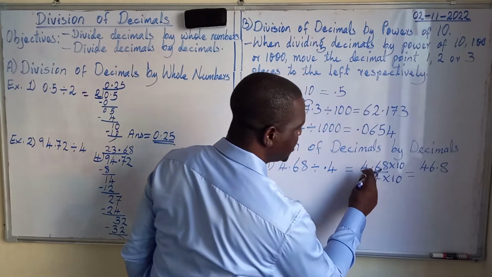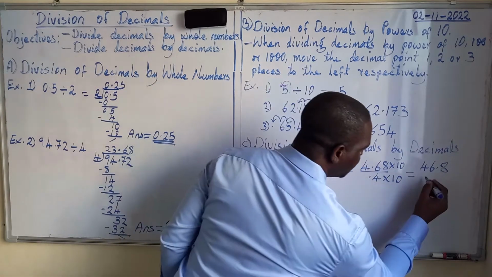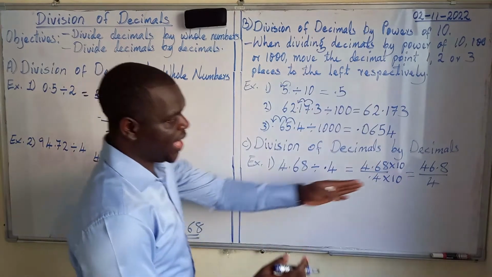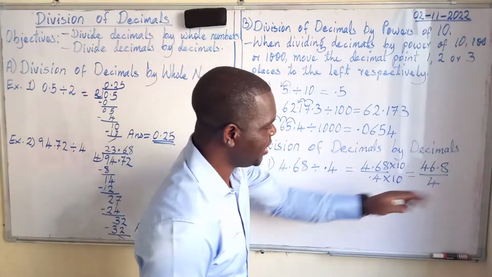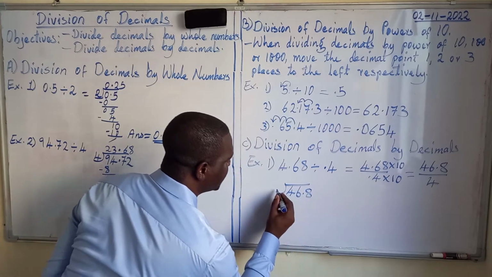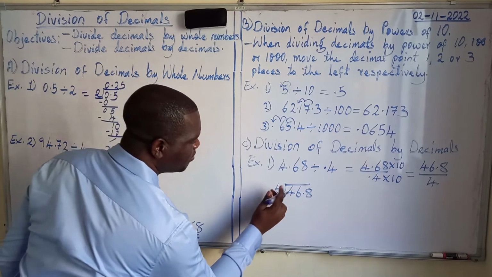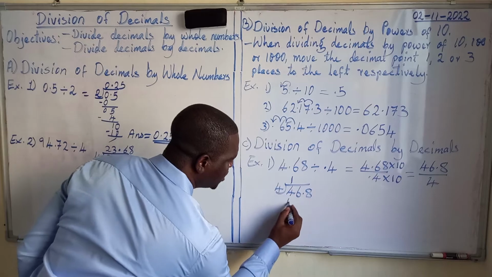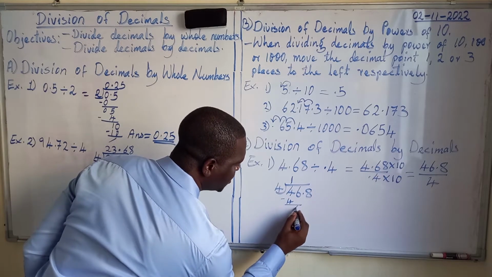This will give us 46.8 because the decimal point will move here. And here will be 4. So we have our decimal to divide by a whole number. That is 46.8 divided by 4. 4 divided by 4 is 1. 1 times 4 is 4. Difference is 0. You bring down 6.